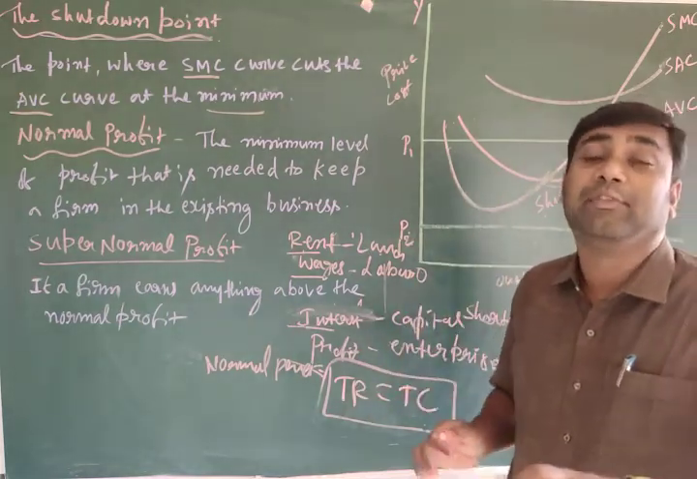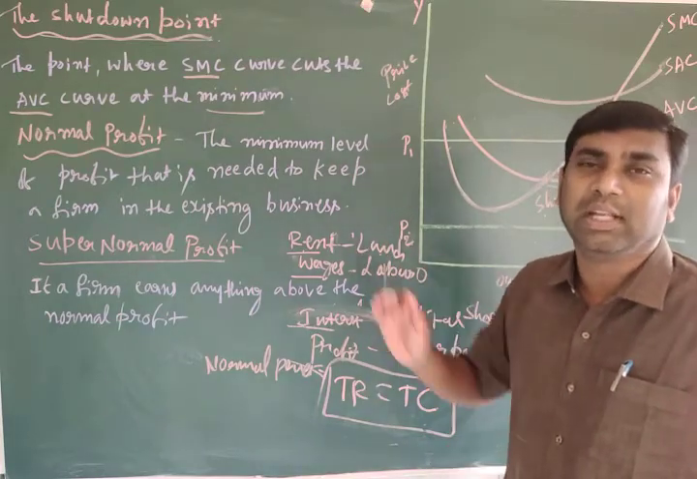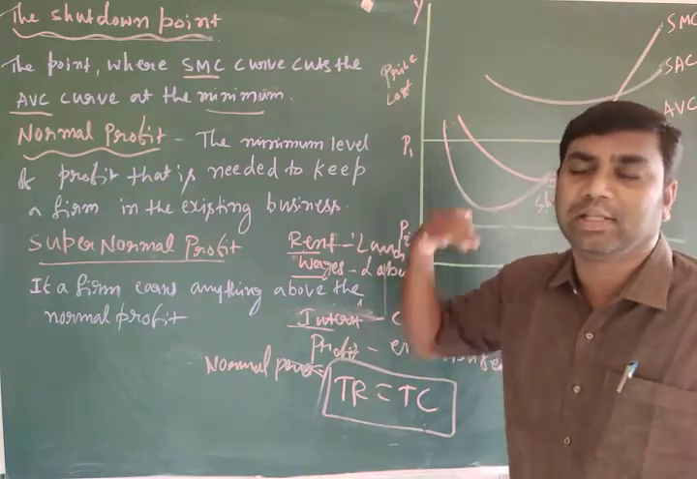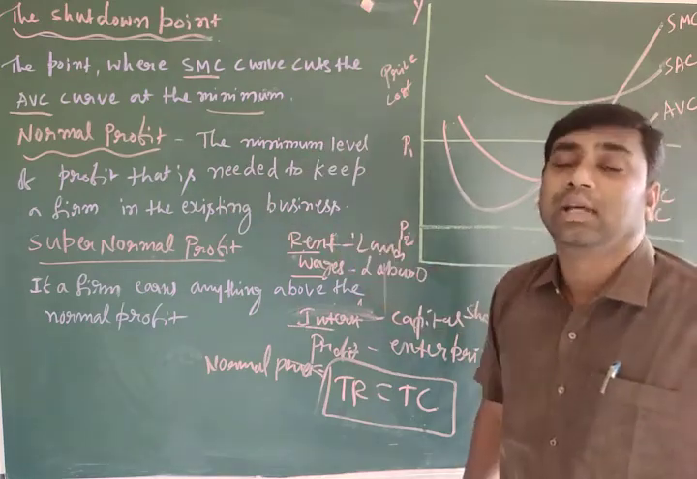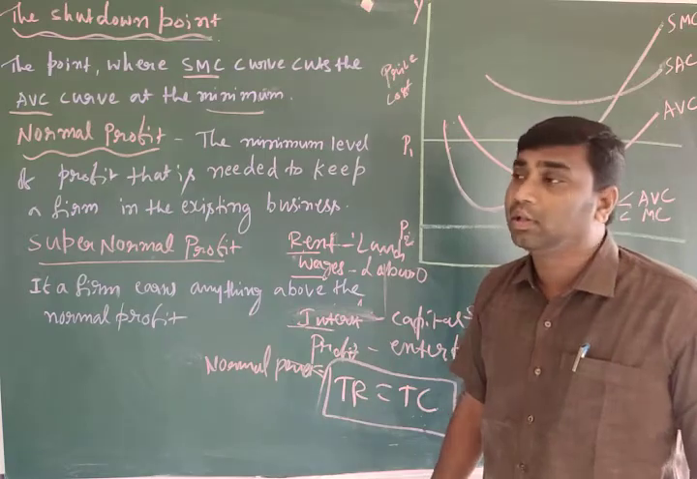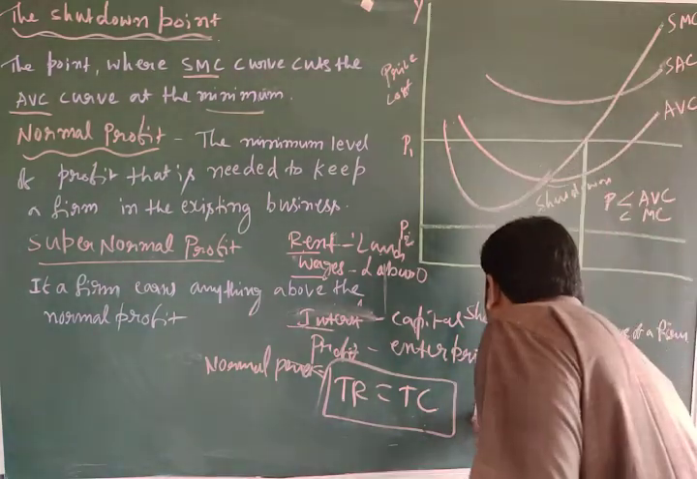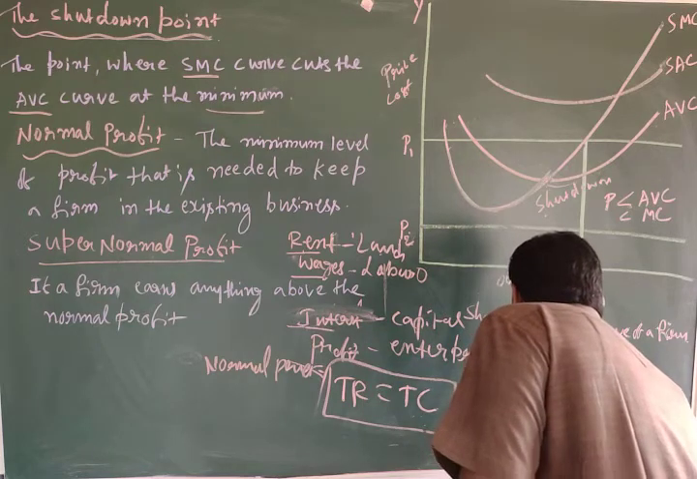Okay, that means your firm is earning what should be equal to the cost. There is no extra, there is no less than. There is no greater than, there is no less than. That is called only normal profit. We can consider it as zero profit. We can say this is zero profit.